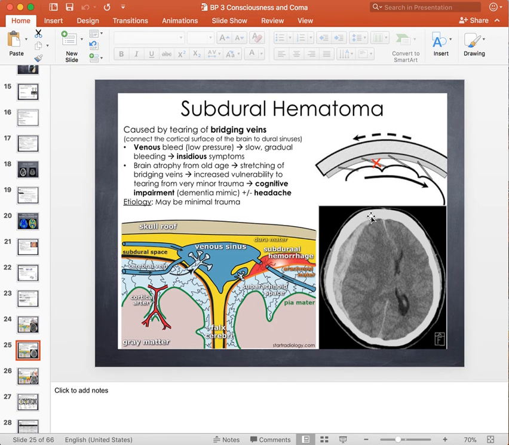And because it's accumulating so slowly, it doesn't really compress the underlying brain. It's not pushing it in. It's just following the shape of the skull, forming this banana-shaped bleed. Banana, that's a good one.